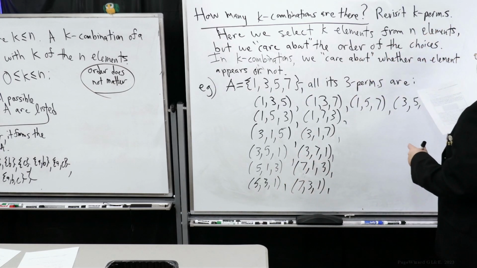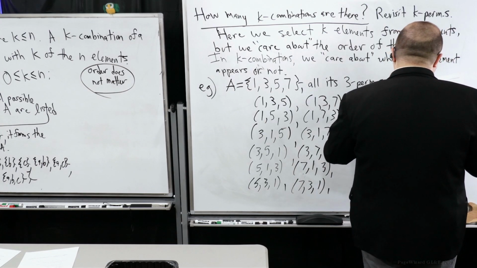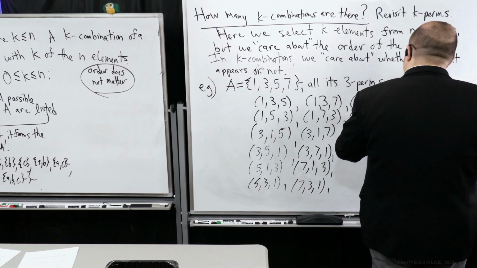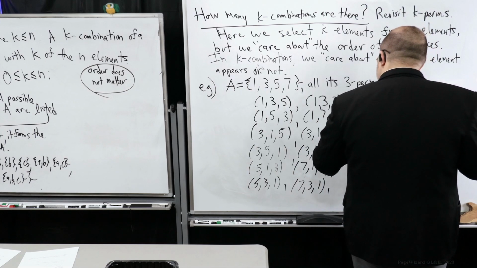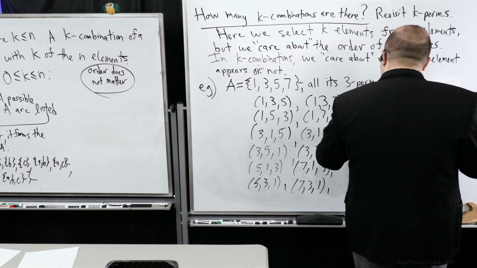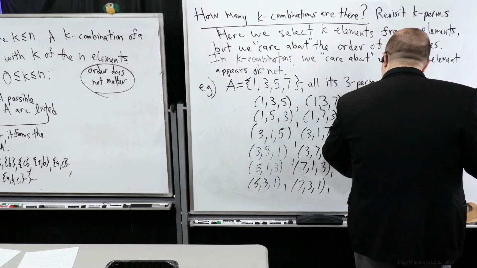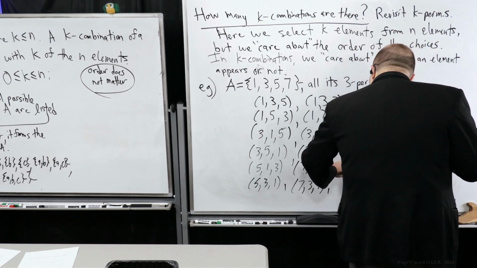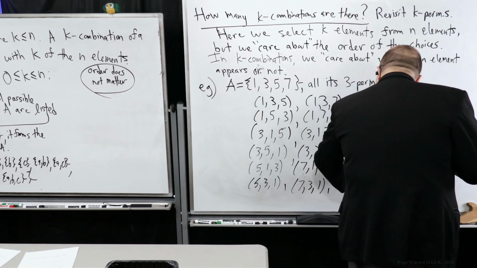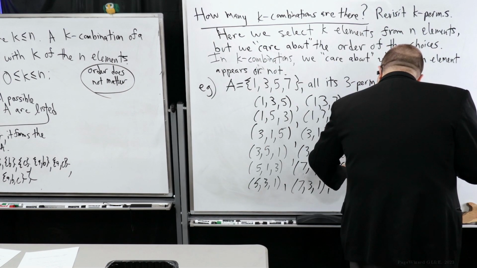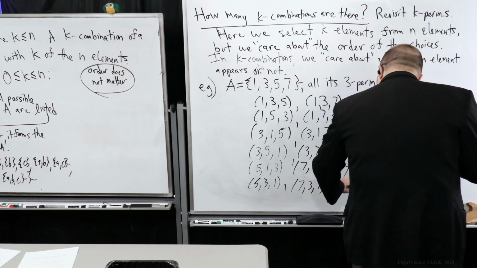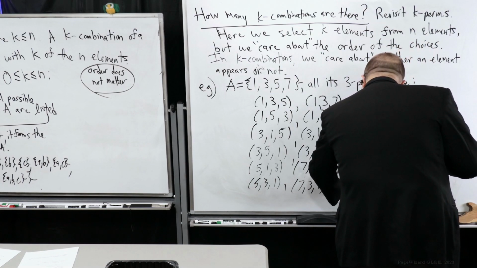Next, let's do this next column. So I'm going to flip 5 and 7 to make 1, 7, 5. Then we have 5, 1, 7. Then I have 5, 7, 1. And then I'm going to put 7 in the front: 7, 1, 5. And then finally, we're going to have 7, 5, 1.